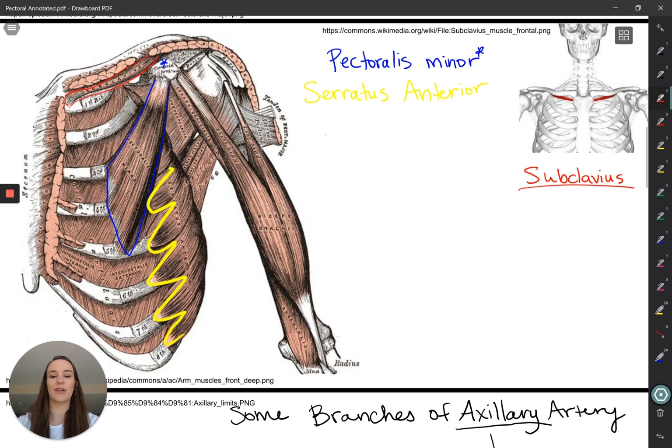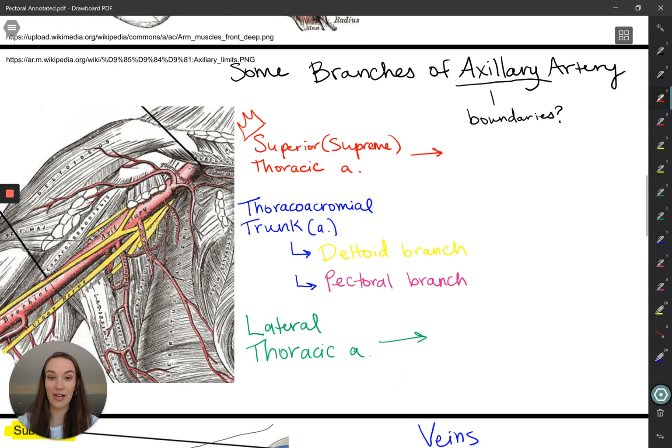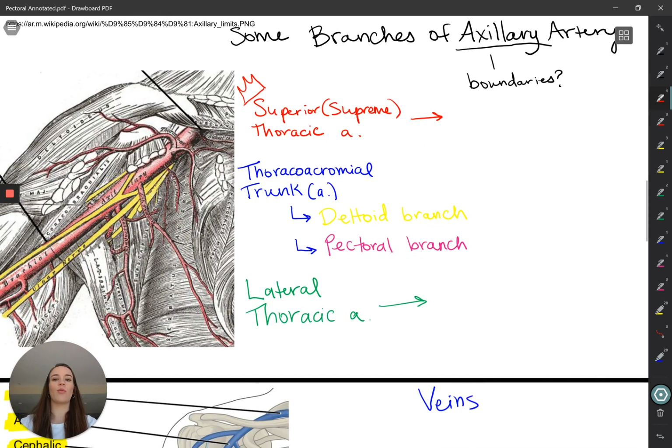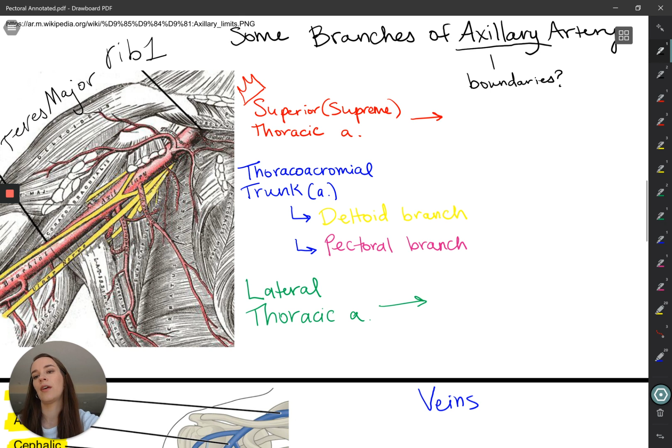And now we're going to cover some of the branches of the axillary artery. So first of all, what are the boundaries of the axillary artery? If we remember, actually, we can see these black lines here are already outlining those boundaries a little bit for us. The boundaries are going to be the lateral border of rib 1, as well as the lateral border of teres major. So just to remember that, those are our boundaries. We hit these two guys right here, and let's just get those out of the way to clear up this slide now.